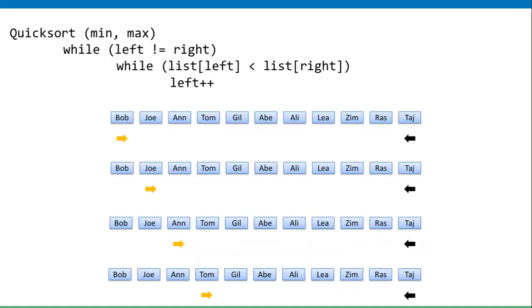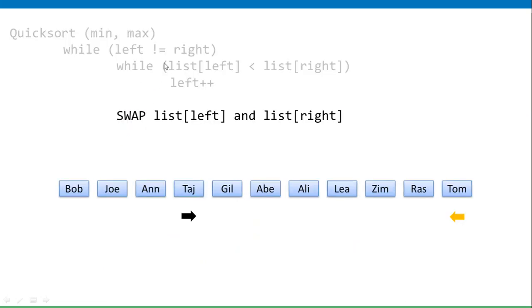Okay, so you can see here in the first version of my partition, I was comparing Bob to Taj is smaller, Joe to Taj is smaller, Anne to Taj is smaller, Tom to Taj is larger. Okay, at this point I exit my while loop. When I've done that, I now need to swap the list left and list right. So the two items are now in the correct order in terms of being ascending.